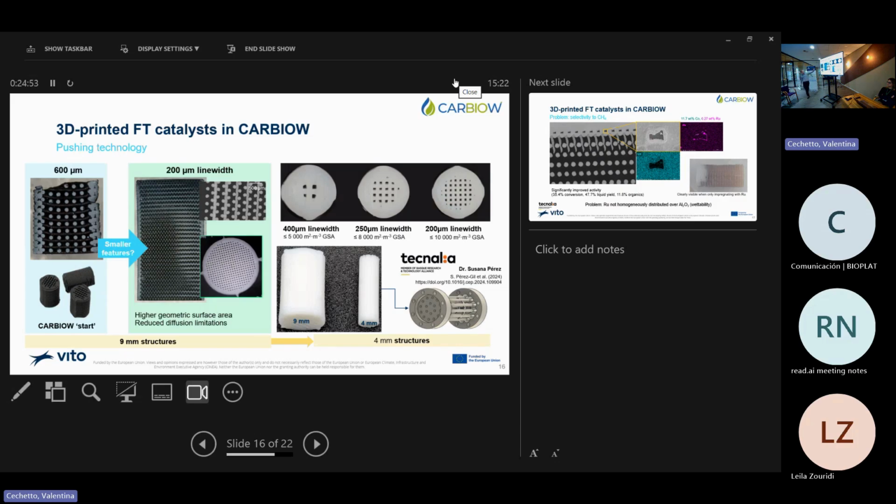So starting from 600 micron fibers, you go to 400 micron fibers, you see, yeah, you cannot use the catalyst in that case. So we really had to develop our process to enhance our process to go to these fine features for these tests.